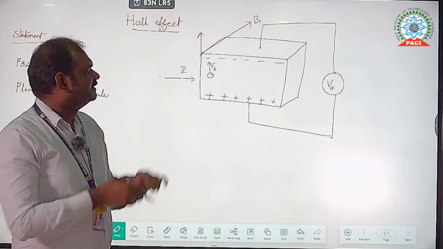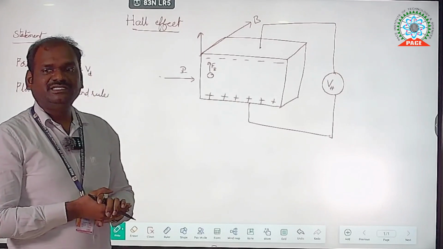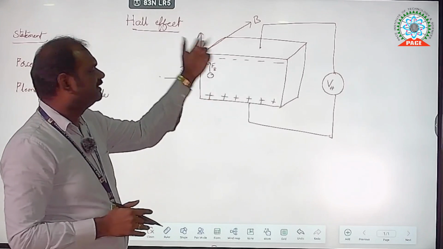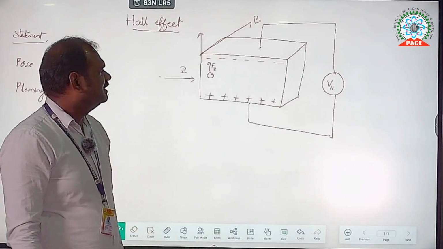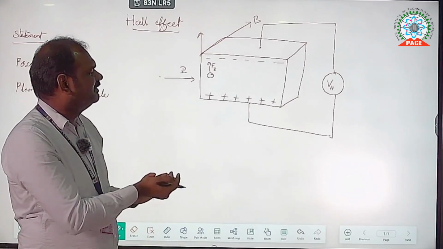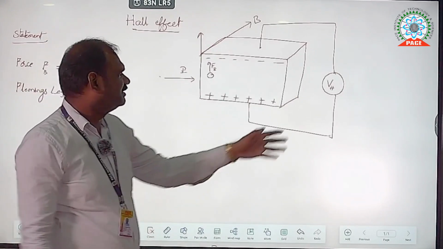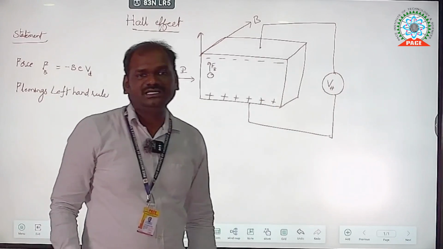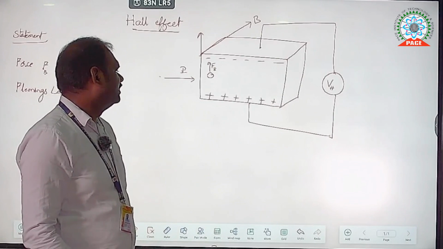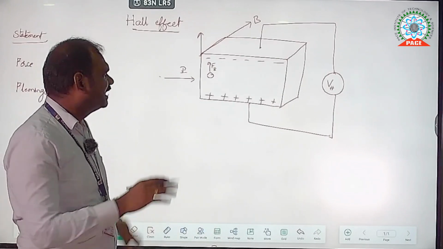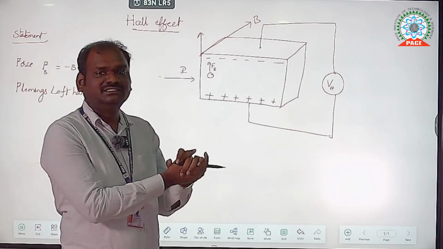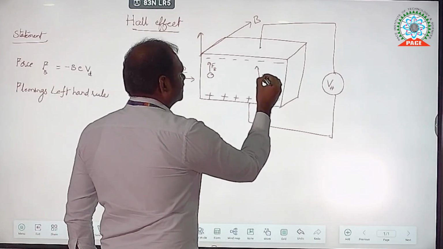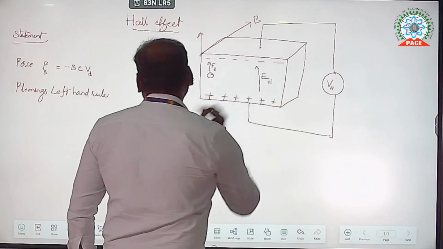Then there is an electric field created between the bottom surface and top surface. There is a voltage corresponding to that electric field that can be measured through a voltmeter by connecting the top and bottom surfaces. That voltage is called Hall voltage. Now, what is the direction of the electric field here? The direction is from bottom surface to top surface. That is called Hall electric field.